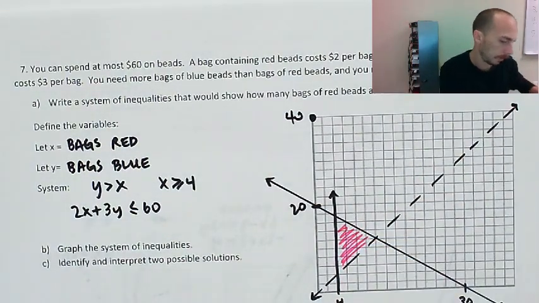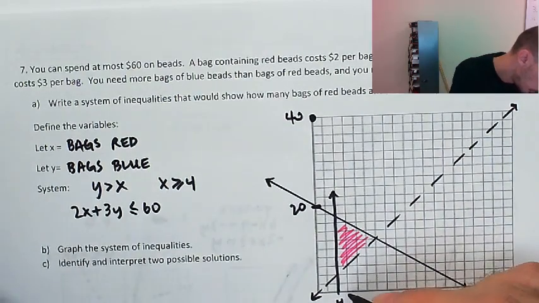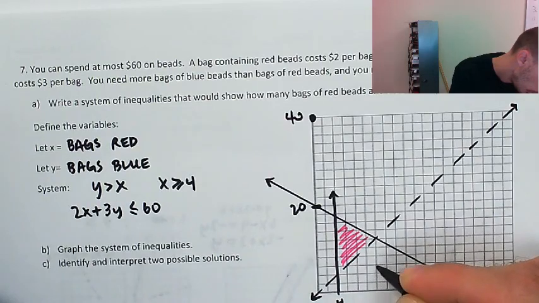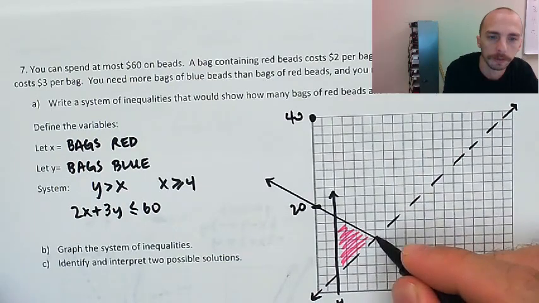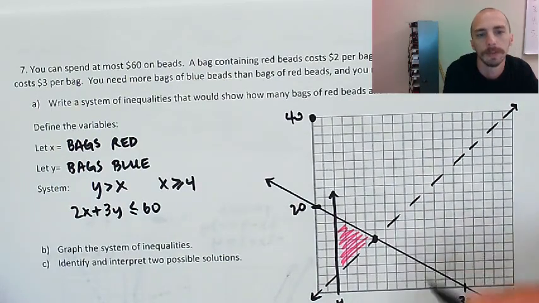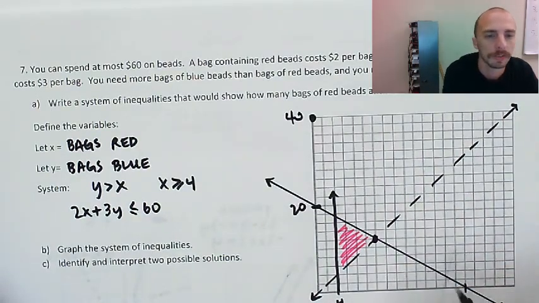Okay. So one possible solution is 6, 8, 10, 12, and 12. You could get 12 bags of each right here, if I graphed it right. Okay, which that does actually kind of make sense.